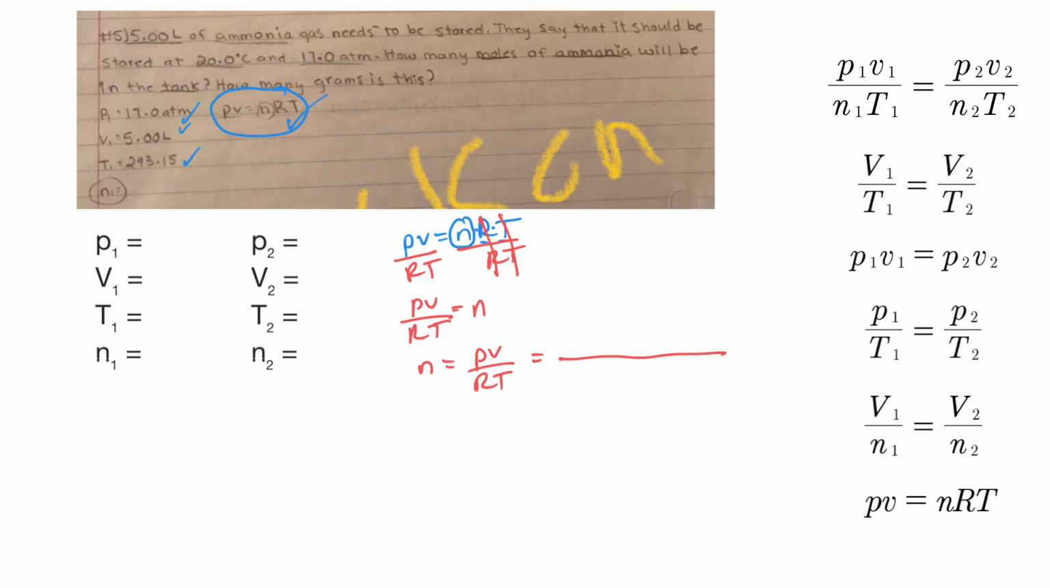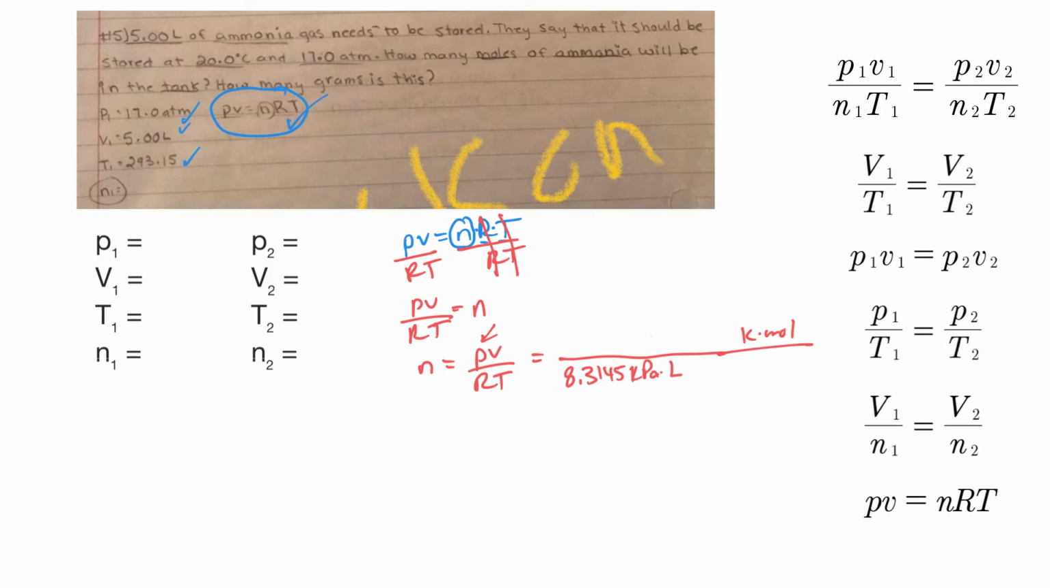Because my R value is 8.3145 kilopascal liters per Kelvin mole. If I put an atmosphere up top here, that's where I'm going, the pressure. If I put 17.0 atmospheres up here, the atmospheres and the kilopascals can't cancel. So I'm going to have to convert that 17 atmospheres to kilopascals first.